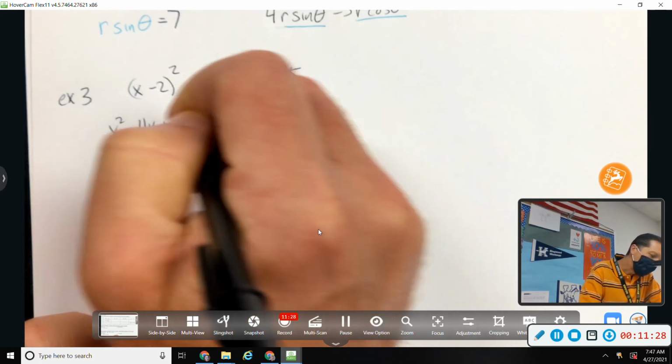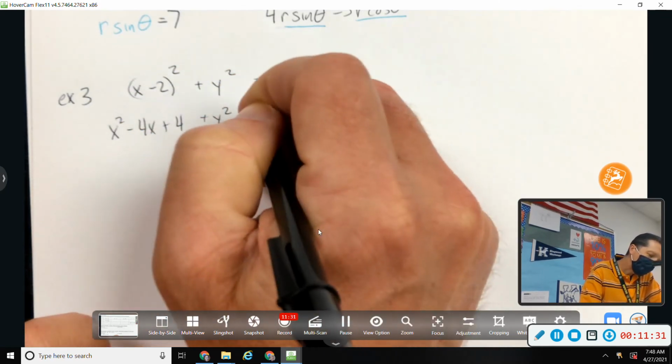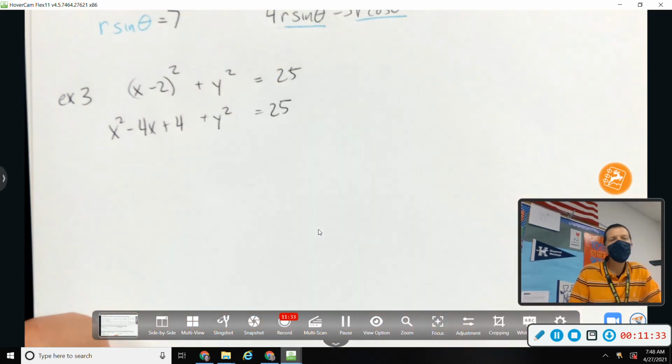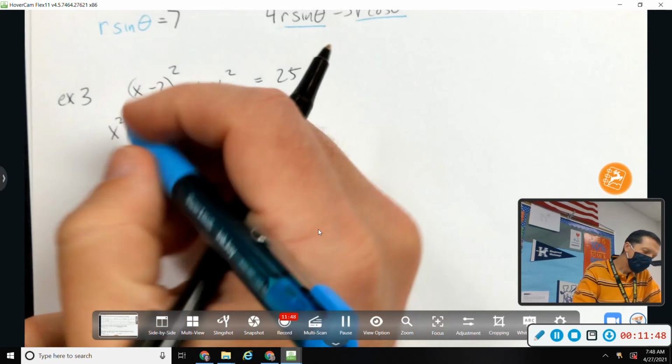Hopefully you're well past the point of actually having to write it out to FOIL. You can FOIL in your head, I hope. I hope wrong, or my hope is ill-founded. Is that a word? Sounds like I know what I'm talking about.